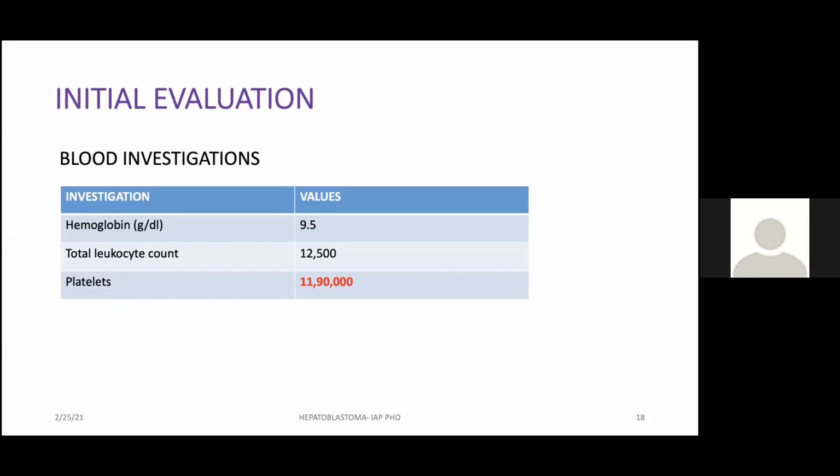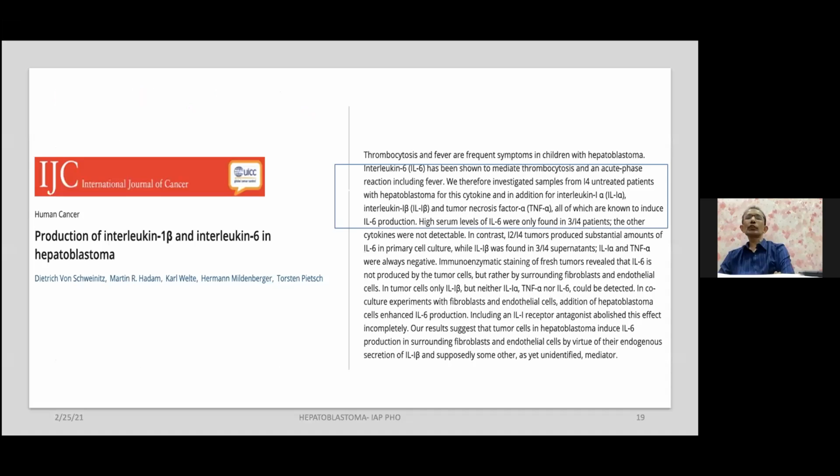On the initial blood investigations, the hemoglobin was 9.5, the total leukocyte count was 12,500, and the platelets showed thrombocytosis of 11,90,000. This is always striking, the thrombocytosis. If I am an examiner for your FNB exam or IAP fellowship exam and the child has hepatoblastoma, I will definitely ask why there is thrombocytosis. So please answer in 3 words.